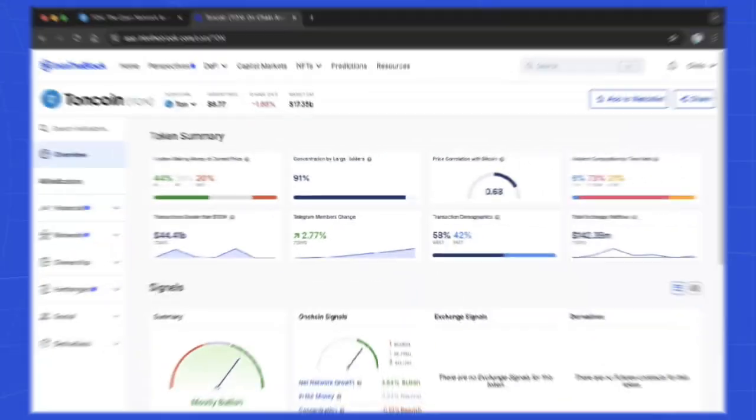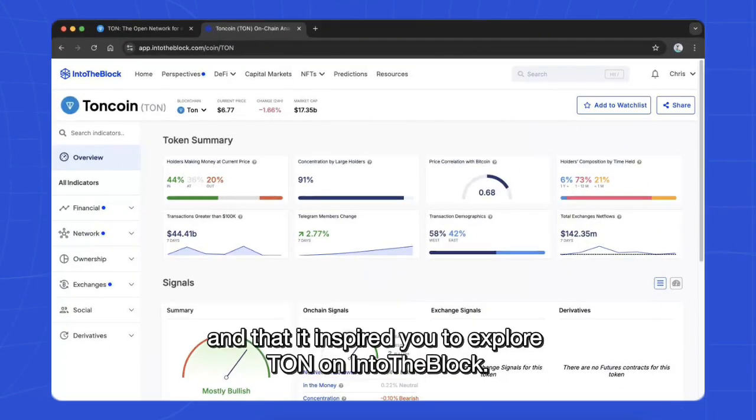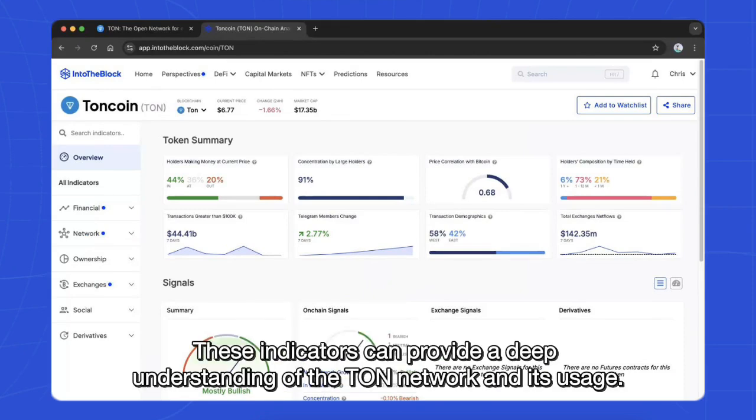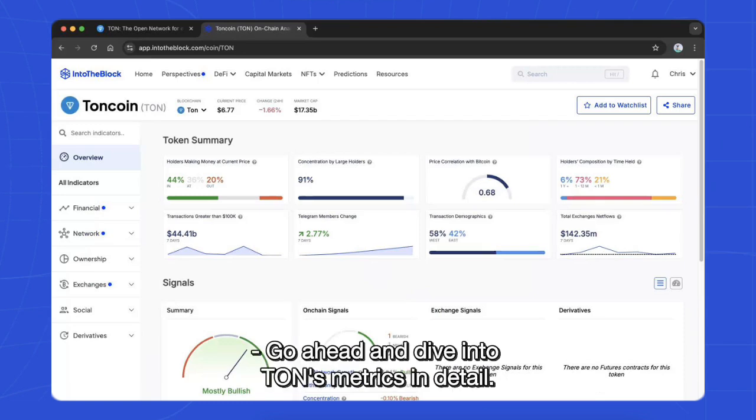Fascinating, isn't it? We hope you found this analysis insightful and that it inspired you to explore TON on Into the Block. These indicators can provide a deep understanding of the TON network and its usage. So, keep exploring. Go ahead and dive into TON's metrics in detail.